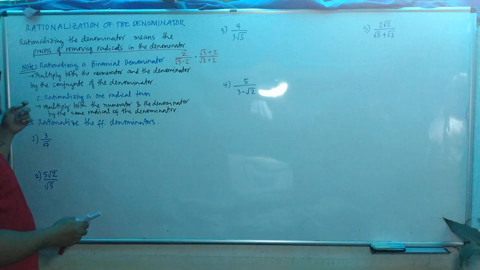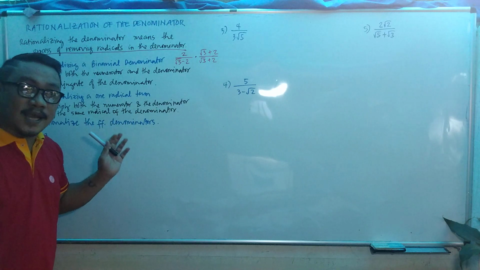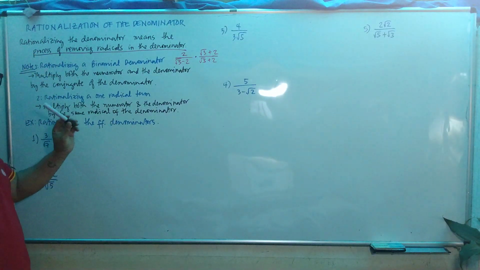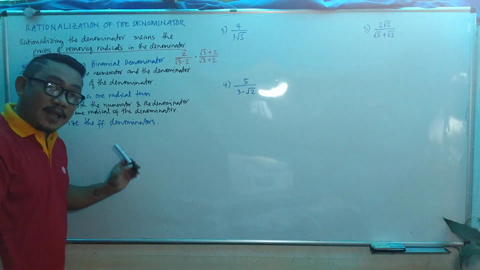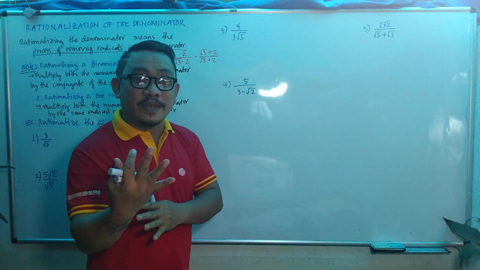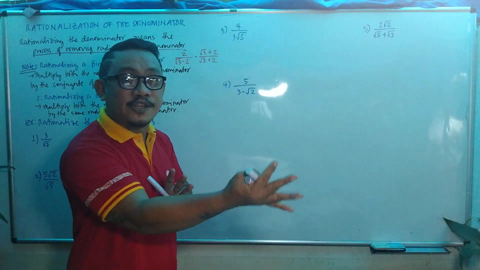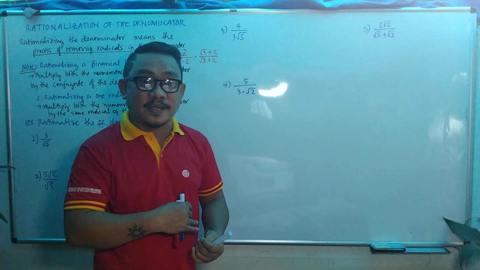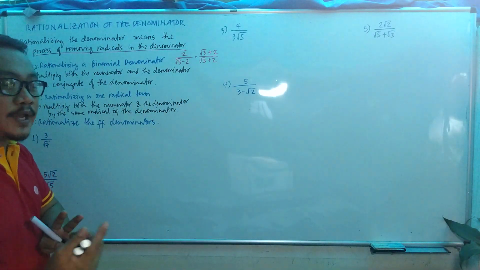Number 2, rationalizing a one radical term. Meaning, there is only one radical in the denominator. So, what we are going to do is multiply both the numerator and the denominator by the same radical of the denominator. Whatever the radical in the denominator is, we also multiply it in both the numerator and denominator, because our objective is to remove the radical in the denominator. Okay? So let's apply that to our examples.